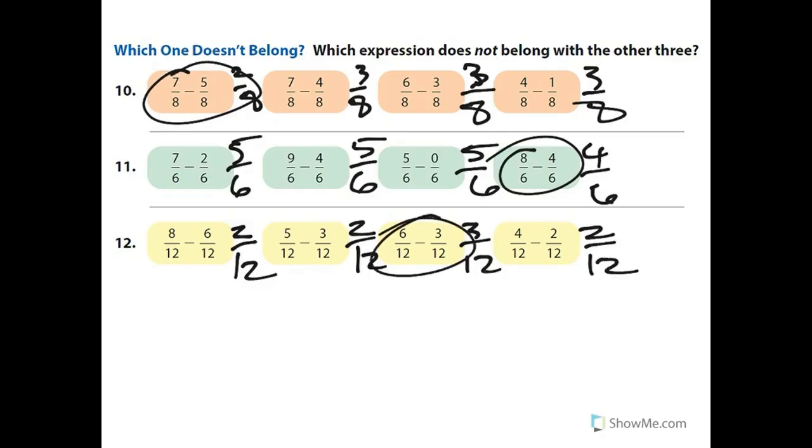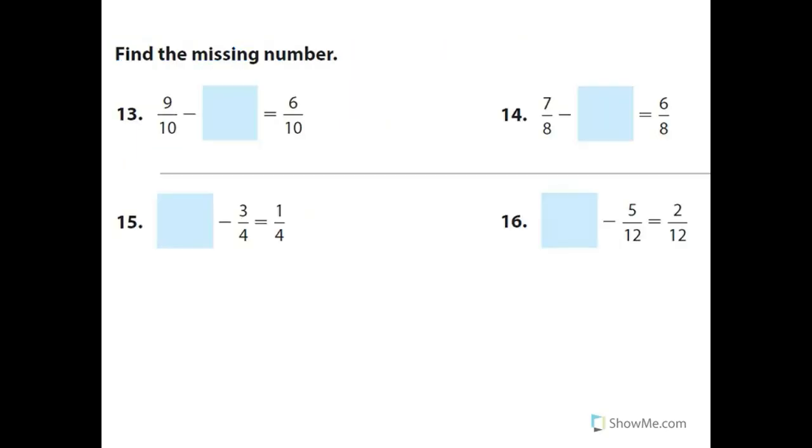Alrighty. Number 13, we're going to find the missing number. So 9 minus something is 3. 9 minus something is 6. See, I got ahead of myself because 9 minus 3 is 6. Alright, go ahead, solve number 14 and we'll go over it. Alright, 7 minus 1 is 6. Alright, number 15, solve that one and we'll go over it. 4 minus 3 is 1. Alright, number 16, solve that one and we'll go over it. 7 minus 5 is 2.